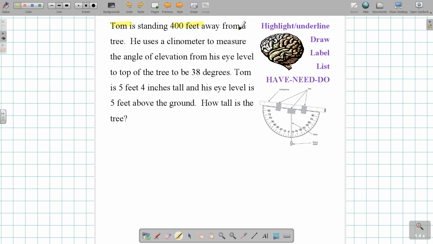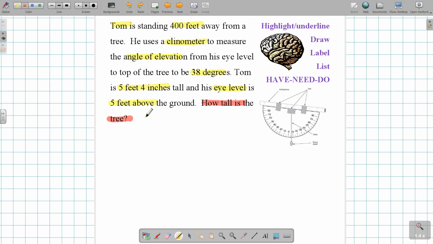Tom is 400 away from a tree. He's using an instrument called a clinometer, which I'll explain in a moment, to measure the angle of elevation from his eye level to the top of the tree, 38 degrees. Tom is 5 feet 4 inches tall. His eye level is 5 feet above the ground. And our question is, how tall is the tree?